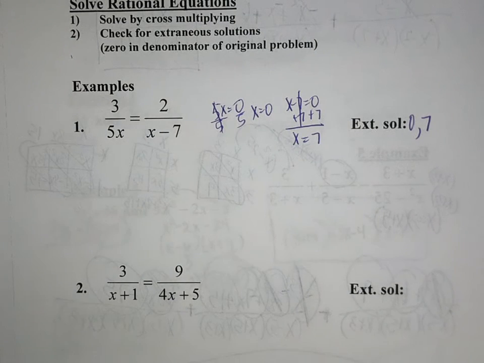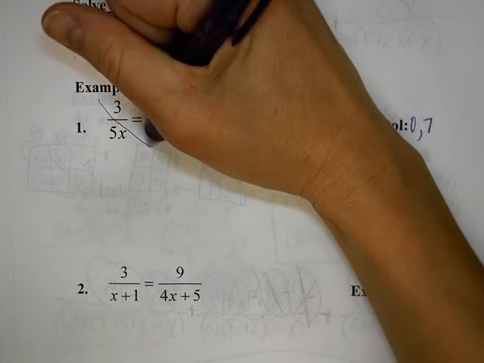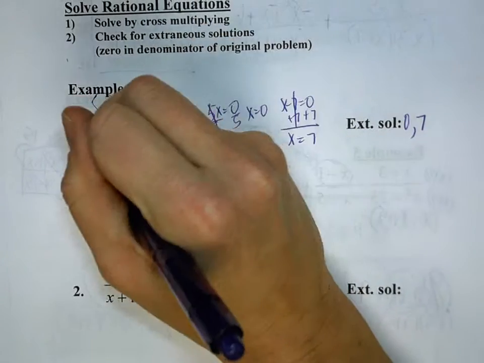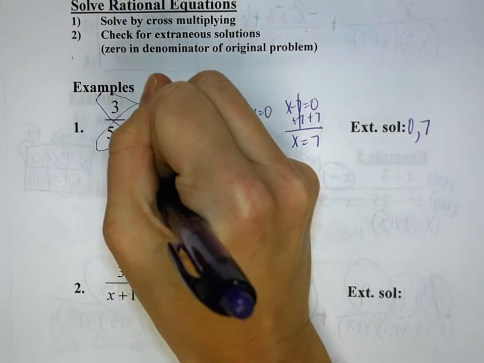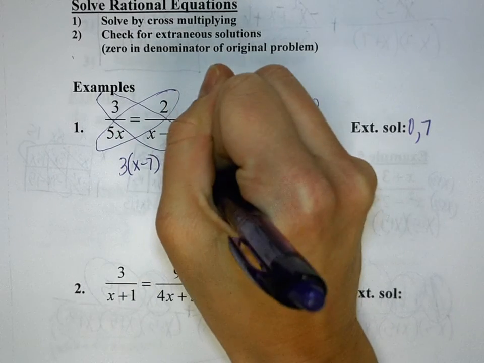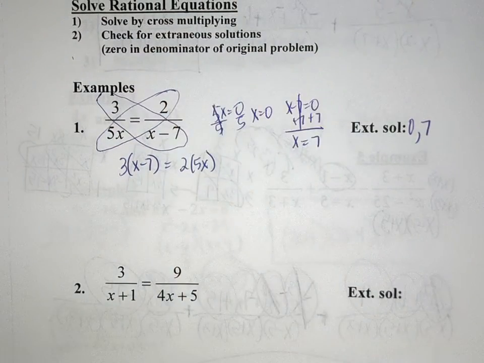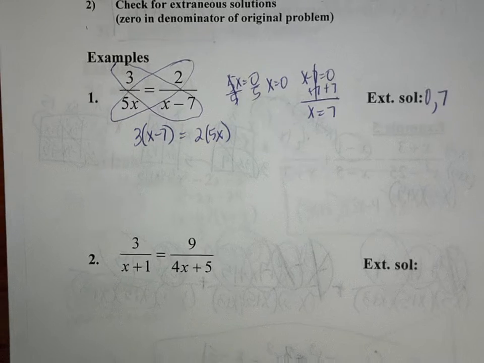So on example 1, cross multiplying means we are multiplying our diagonals together. So that means, I'm going to write this out, we have 3 times x minus 7 equals 2 times 5x. And then now we're just solving.